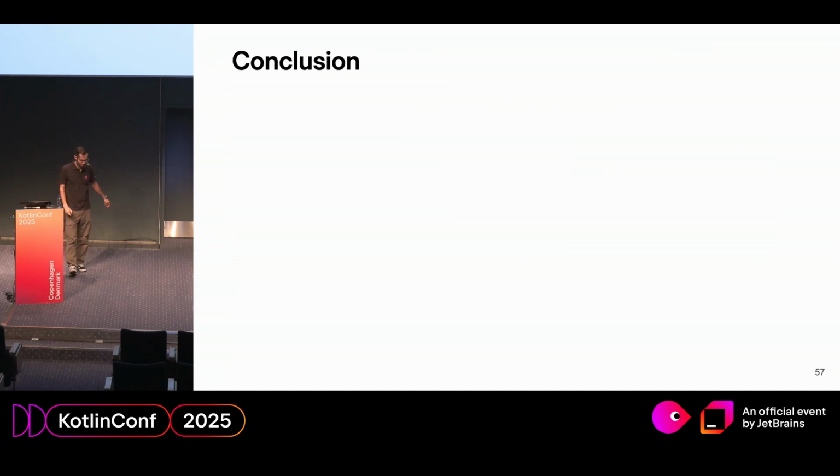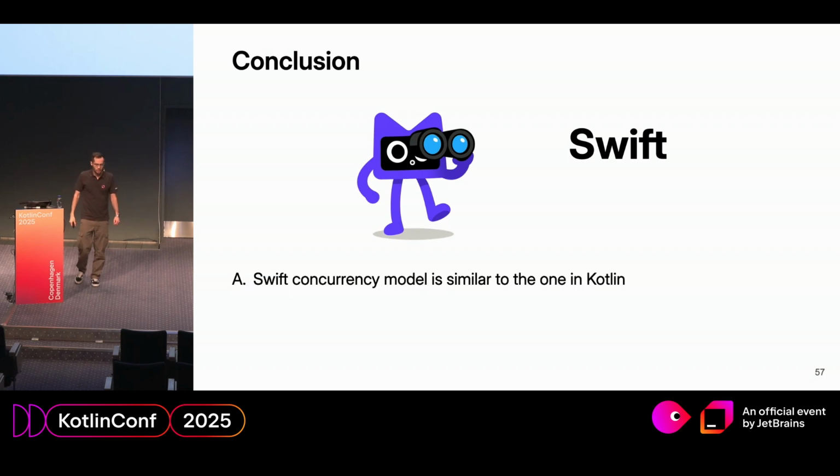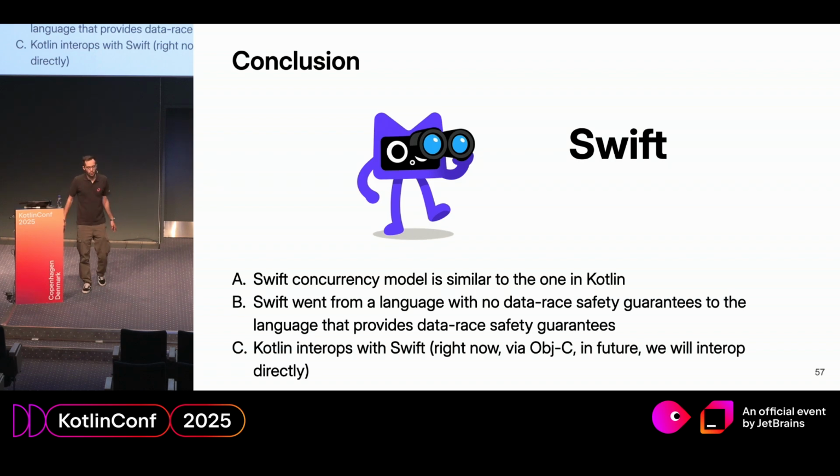OK, so conclusions. At Kotlin, we keep an eye on other programming languages. And Swift, in particular, is interesting to us because its concurrency model is similar to the one in Kotlin. Swift went from a language with no data race safety guarantees, the position that Kotlin is currently in, to a language that provides data race safety guarantees. And, well, Kotlin interoperates with Swift.